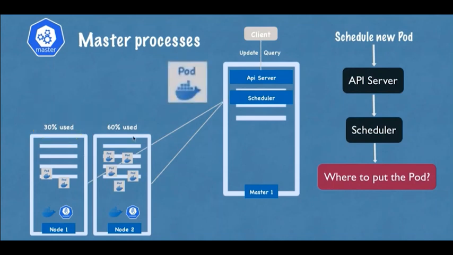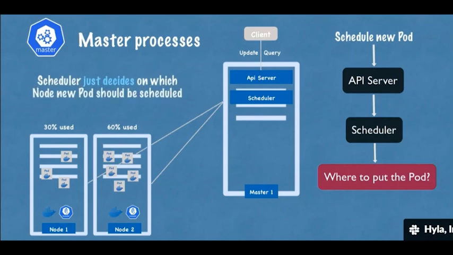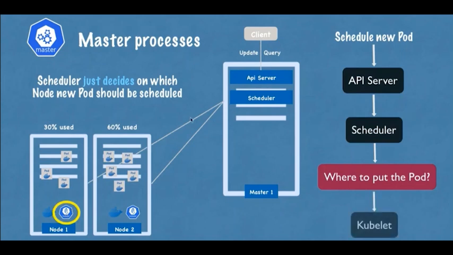An important point here is that the scheduler just decides on which node a new pod will be scheduled. The process that actually does the scheduling, that actually starts the pod, is the kubelet, which gets the request from the scheduler and executes it on that node. The next component is the controller manager.